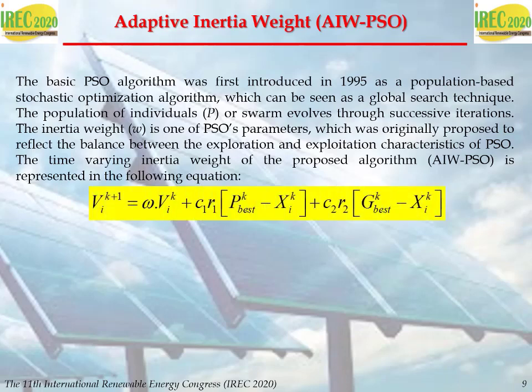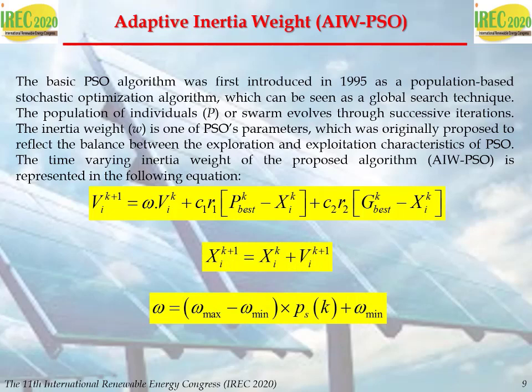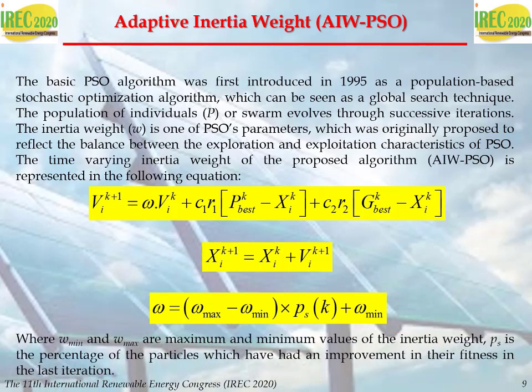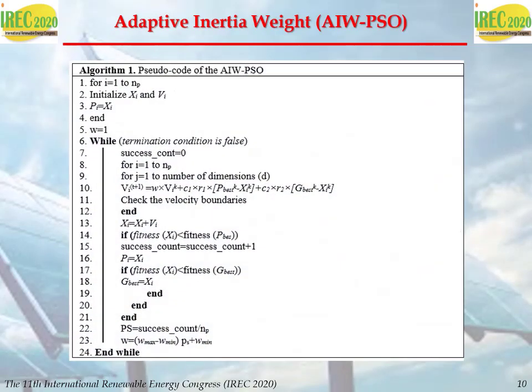The time-varying inertia weight of the proposed algorithm is represented in the following equations. Here is the equation of the velocity, then the position, and finally the time-varying adaptive inertia weight, where omega min and omega max are the minimum and maximum values of the inertia weight. PS is the percentage of the particles which have had an improvement in their fitness in the last iteration. Here is the pseudocode of the proposed adaptive inertia weight PSO.